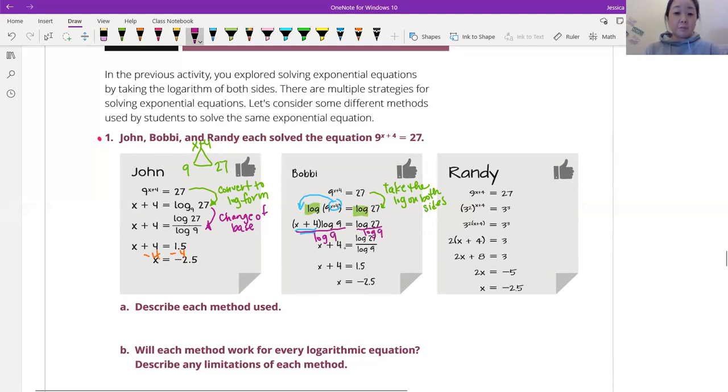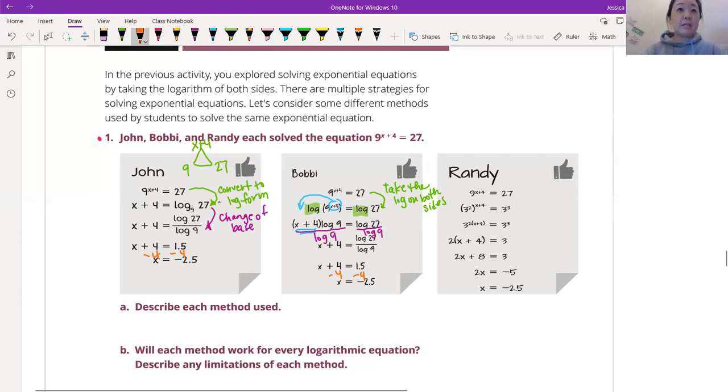So all we have left is x plus 4. Do they need the parentheses there still? Nope. And then from there, calculate. And then we're going to just subtract 4 on both sides, and we're going to, again, get the same answer.